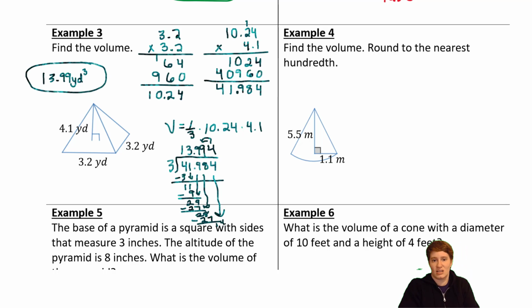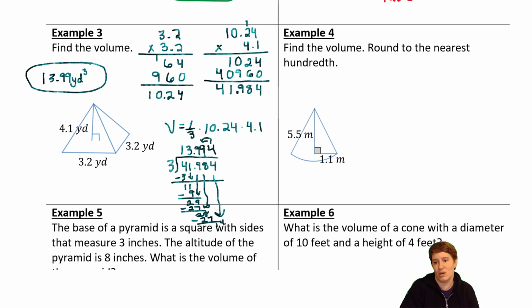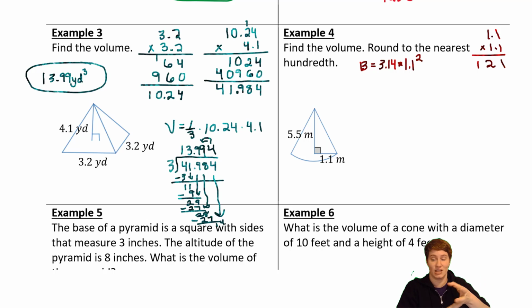Okay, let's look at example 4. Let's do the magma one for funsies. So our radius is 1.1. So we're going to find the area of our base, which is going to be 3.14 times 1.1 squared. So first off, 1.1 times 1.1 is the same as 11 times 11, which is 121. But then we bring our 2 decimal places in here and get 1.21. And then we need to do 1.21 times 3.14.